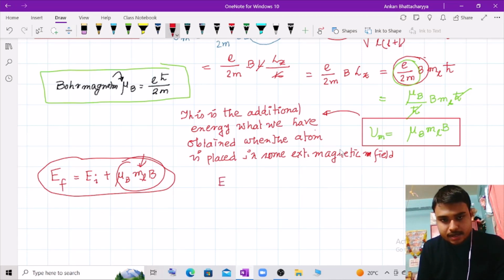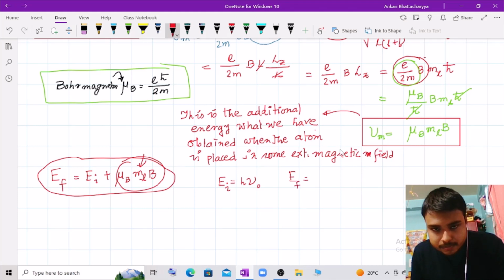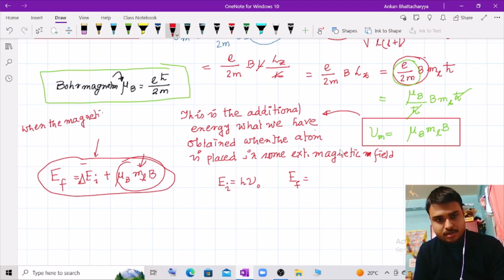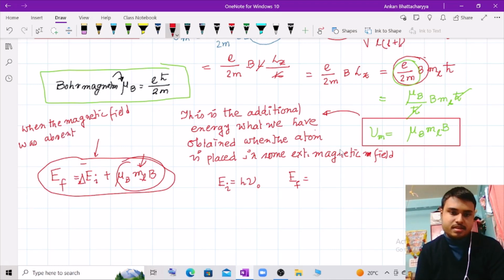Let us consider that the initial energy can be given by h nu naught. Let us denote this as the initial energy released, the energy exchange when the magnetic field was absent. So when the magnetic field was absent, this was the difference in energy.